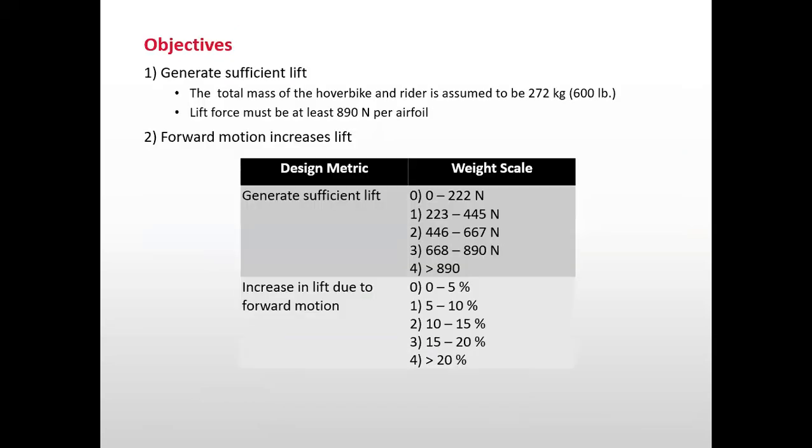We made some assumptions about the rider and vehicle in order to establish a baseline and generate our design metrics. Based on the combined mass of the rider and vehicle, we calculated the needed lift per airfoil to be 890 newtons. This would need to be accomplished through multiple flow regimes, both through internal mass flow and forward velocities.